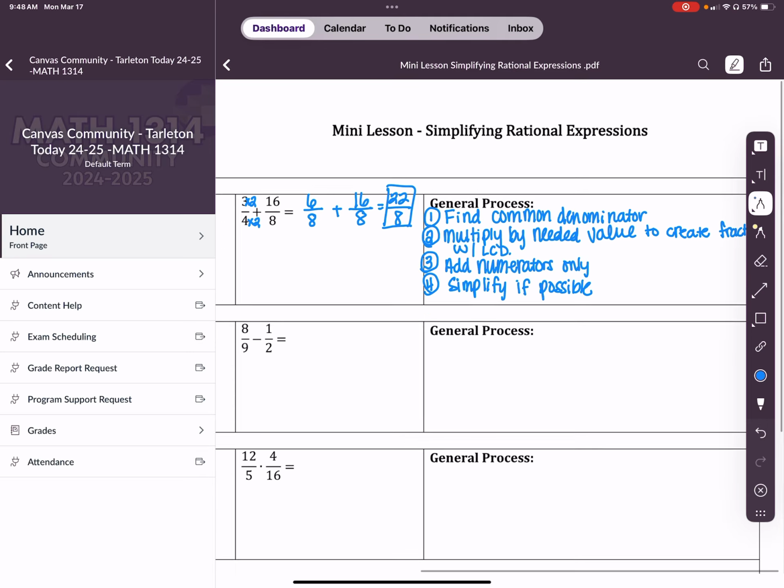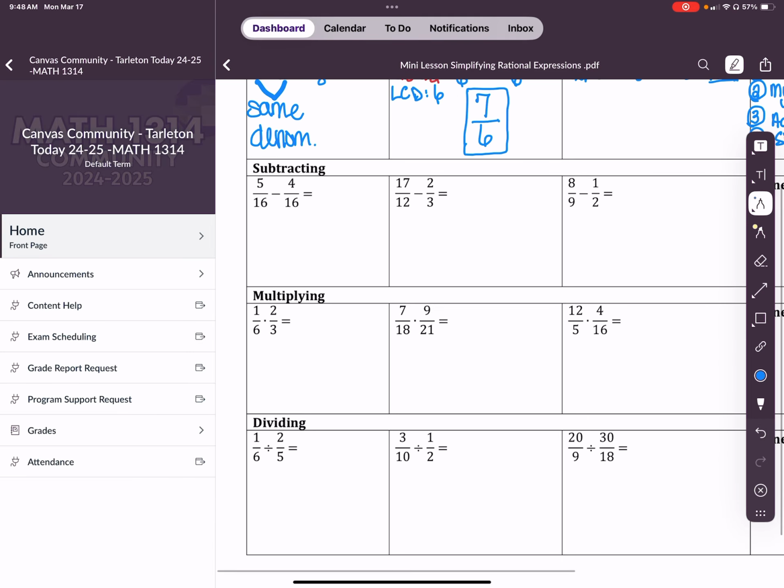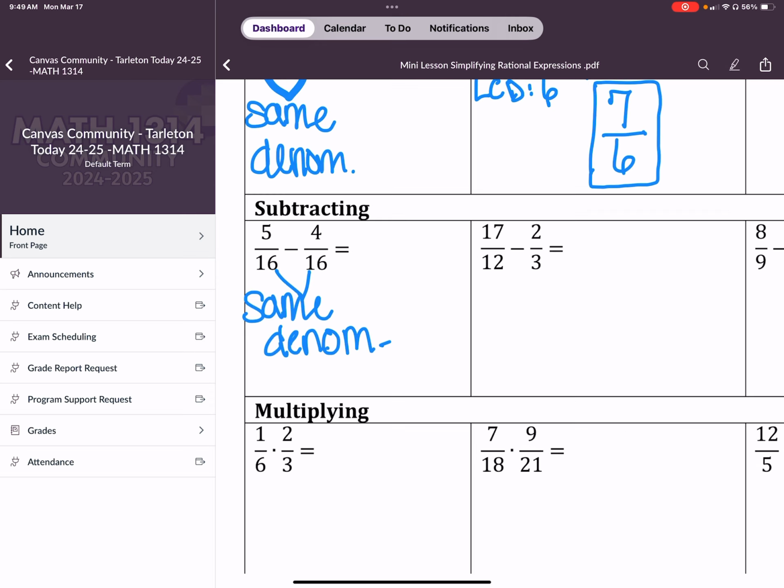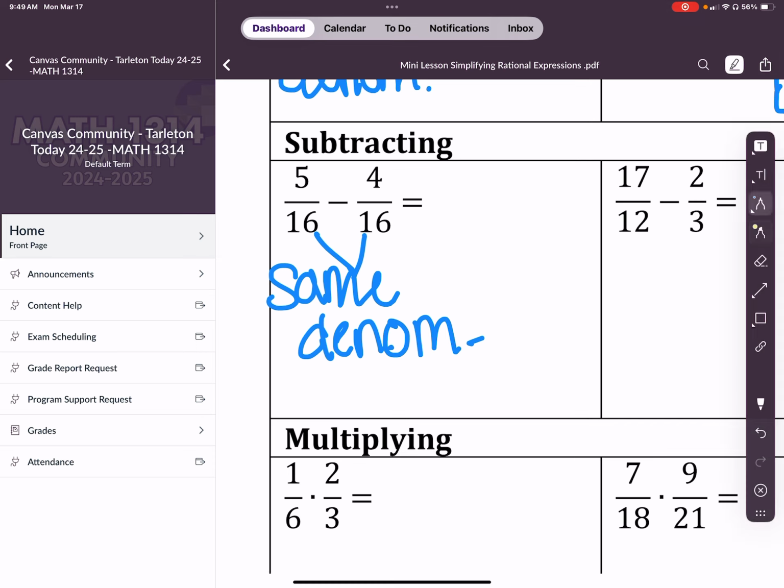Okay? All right, so let's go over here to our subtracting. So subtracting is much like adding. You've got to have the same denominator. So on this first example, we actually already have the same denominator. So when you do that, you just take your top, your 5, and we're going to subtract 4. So 5 minus 4 gives me 1. And then I keep my denominator. Okay, 1 over 16.